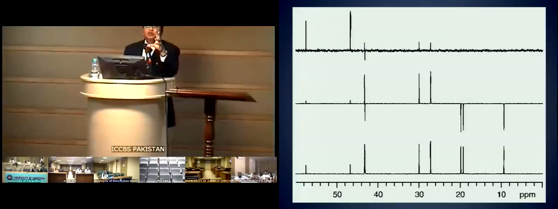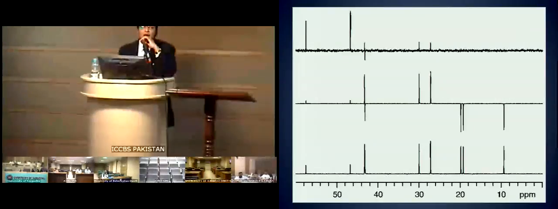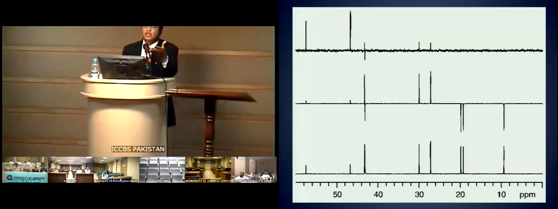Proton is more sensitive because there is more population difference. And they both are coupled, so they share the energy levels. When they are coupled, they share the energy levels. Coupled is when there is a sharing of energy levels also. We somehow transfer the population of proton to the carbon. So if I transfer the population or polarization of proton to the carbon, then the difference between one state and the other state increases, and I would have an increased intensity of carbon.